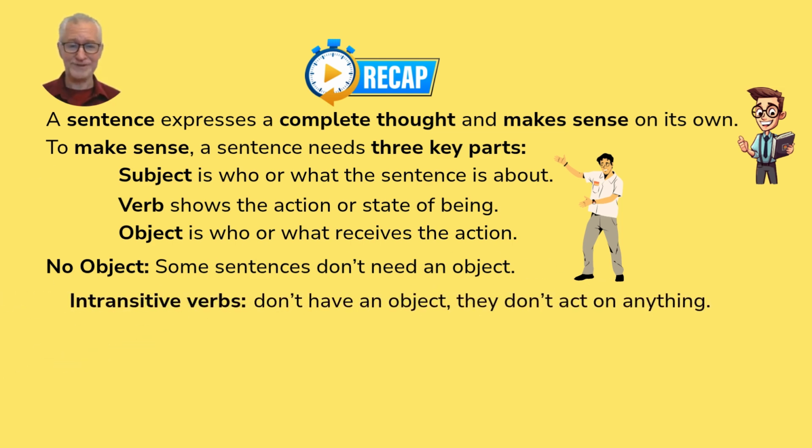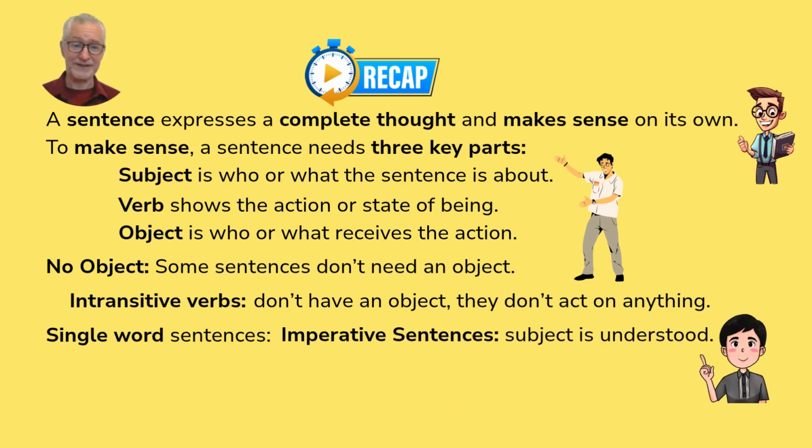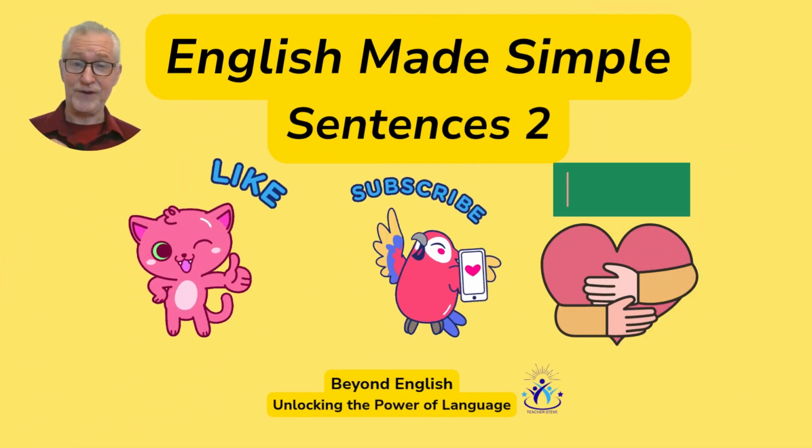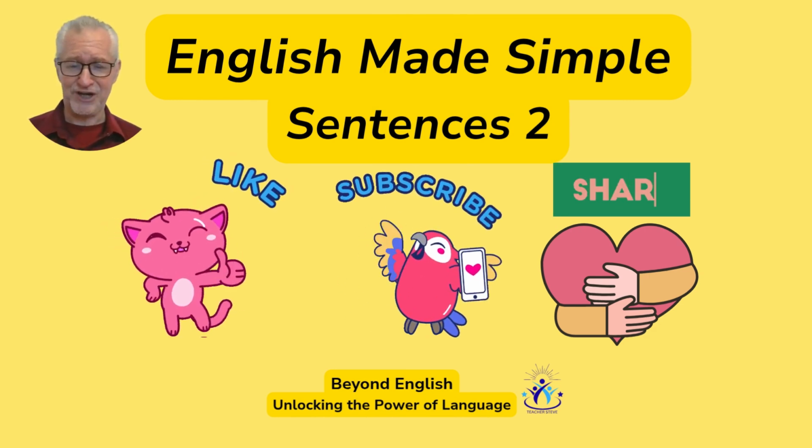Intransitive verbs are verbs that don't have an object because they don't act on anything. We can have single word sentences, imperative sentences, which are directions or commands. In this case, the subject is understood, and minor sentences or elliptical sentences, such as the answer to questions: yes, no, maybe, okay.